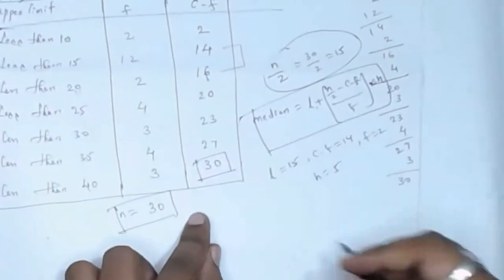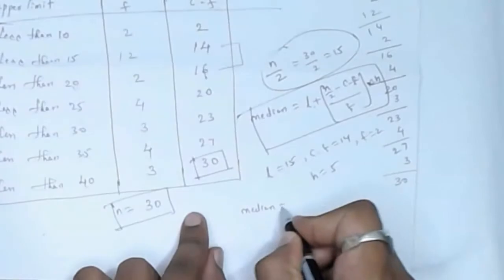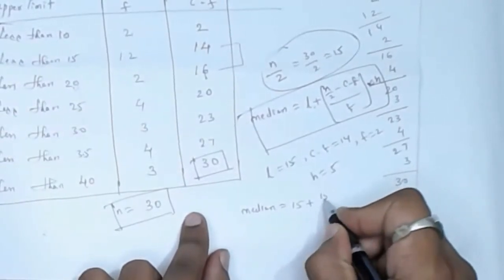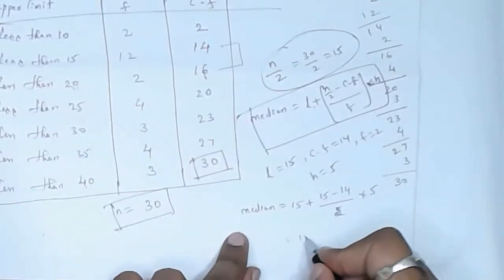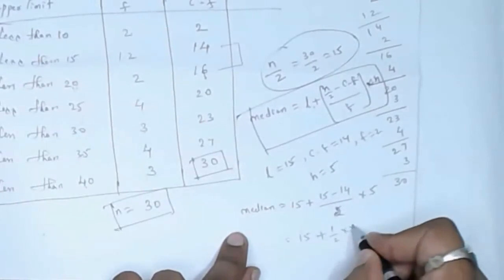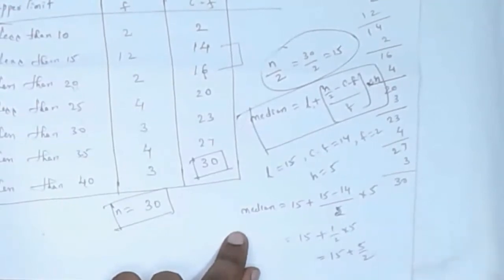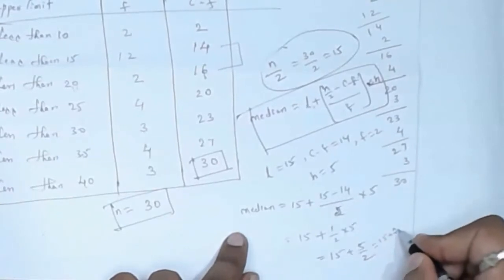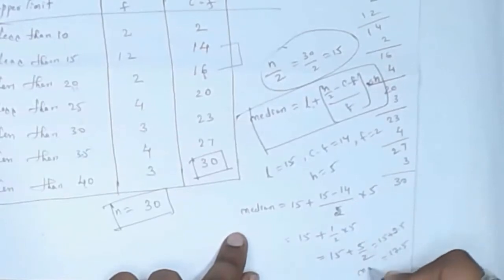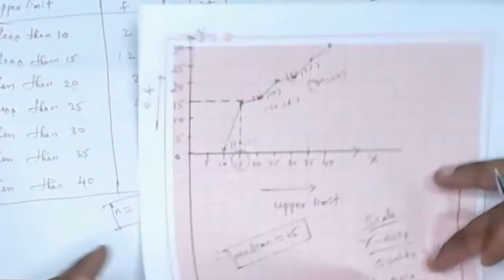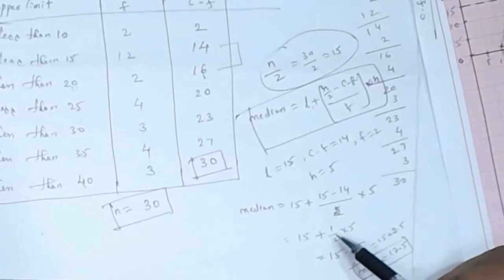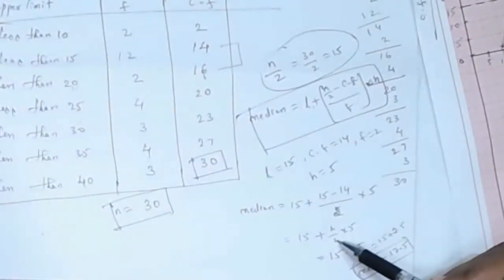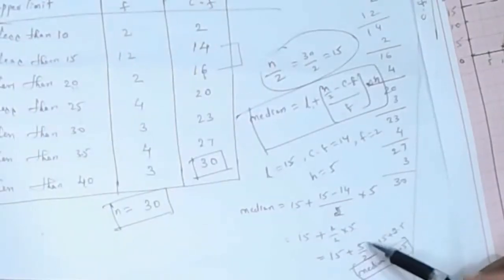Now I will solve it here itself. Median is equal to the value of L, which is 15, plus n by 2, which is also 15, minus cumulative frequency 14, by frequency 2, into h, which is 5. Substituting the values: 15 plus 15 minus 14 is 1, 1 by 2 into 5, that is 5 by 2, which is 2.5. That is 15 plus 2.5, which is 17.5. Oh my god, so median is 17.5.